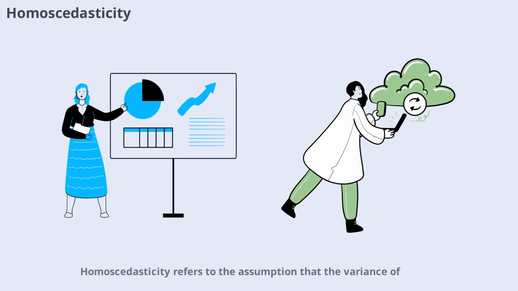Homoscedasticity refers to the assumption that the variance of errors is constant across all levels of the independent variables. If the spread of residuals increases or decreases with the value of a predictor, this is called heteroscedasticity and can affect the validity of your results. You can check for homoscedasticity by plotting residuals against predicted values. If the plot shows a random scatter, the assumption is likely met.